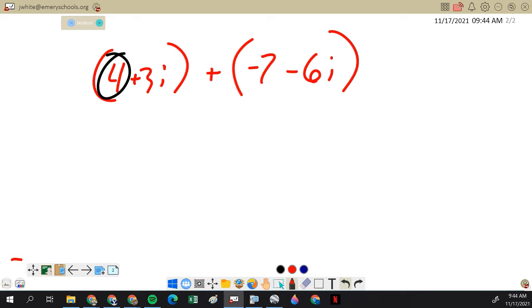Does 4 have a match on the other side? So 4 minus 7 is -3. Does 3i have a match on the other side? -6, so we get -3i. And that is considered one complex number. It has two parts, but it is one complex number.